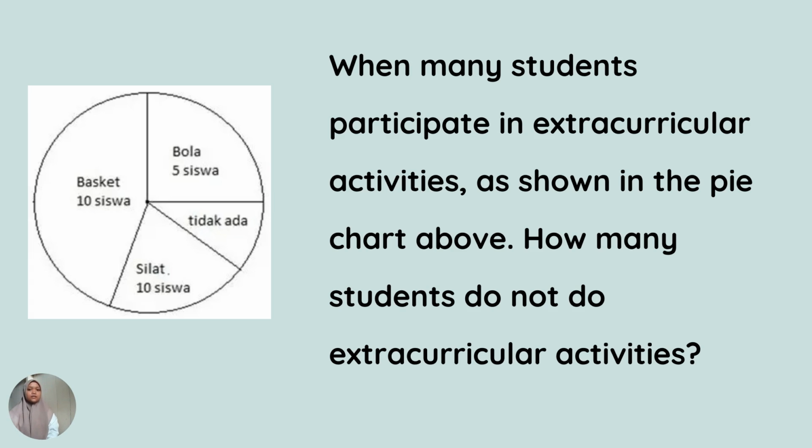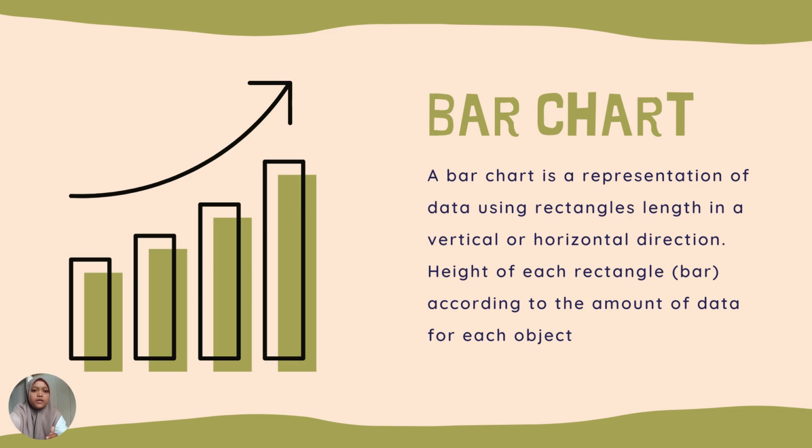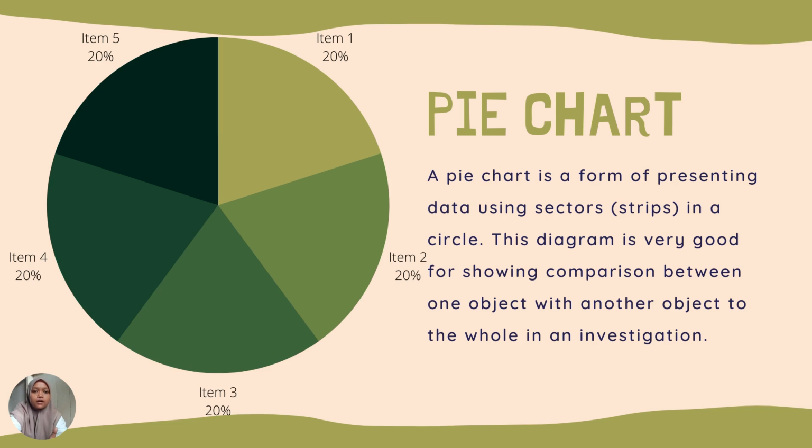For example, this example is for the pie chart. Why pie chart? Because a pie chart is very good for objects that are circles. This diagram is very good for showing comparison between one object and another object to the whole in an investigation.